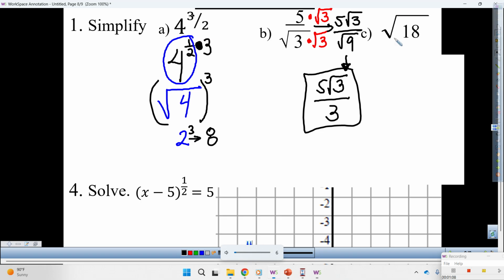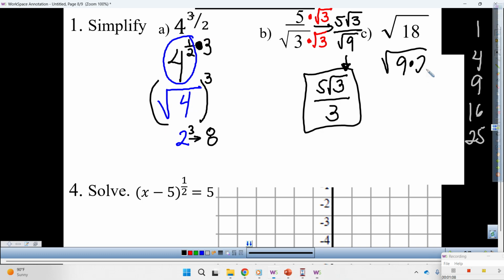Let's go to number 1C. For 1C, we need 2 factors, 2 numbers. One of them has to be a perfect square. So quick review. What are my perfect square numbers? What is 1 times 1? 1. 2 times 2? 4. 3 times 3? 9. 4 times 4? 16. 5 times 5? 25. So which of those times another number gives me 2? Yeah. 9 and 2. So we write this as square root of 9 times 2.